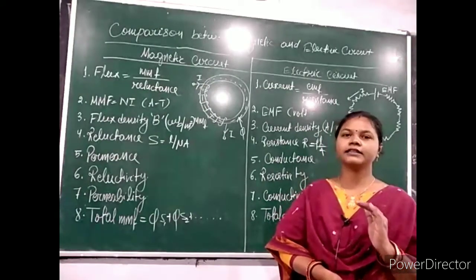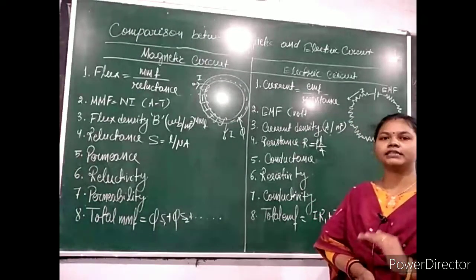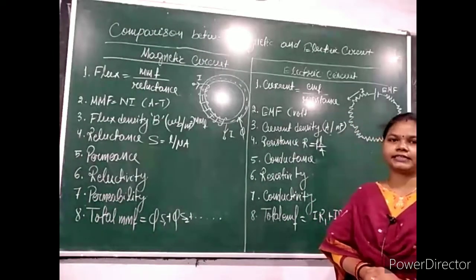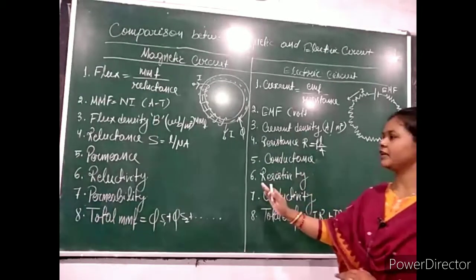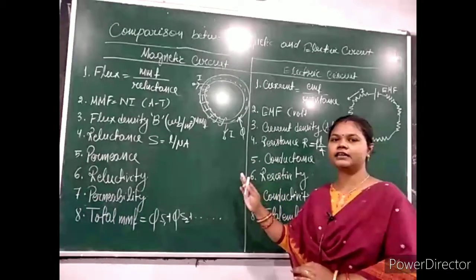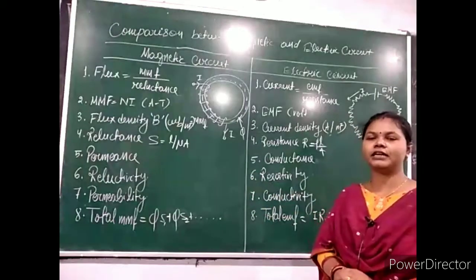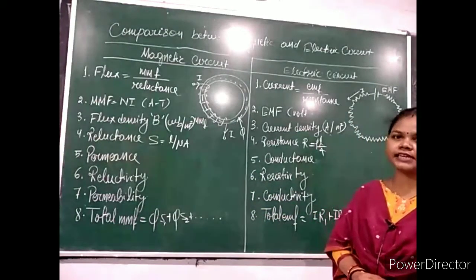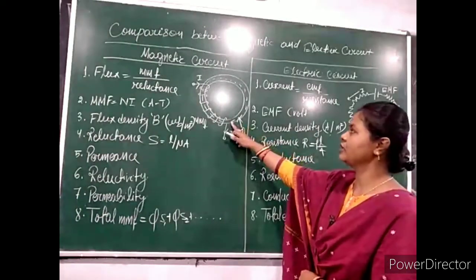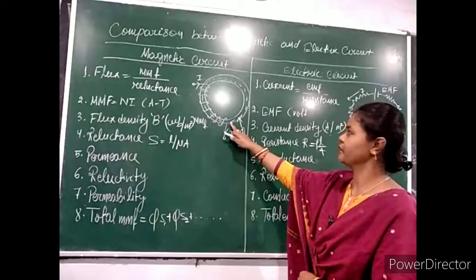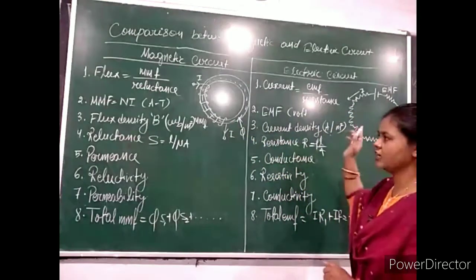In that discussion, we will see the comparison and the similarities between magnetic and electric circuit. This table which I have plotted here shows the relationship or similarities between magnetic and electric circuit. Here I have drawn a magnetic path, and this one shows the electric path. Both are closed.